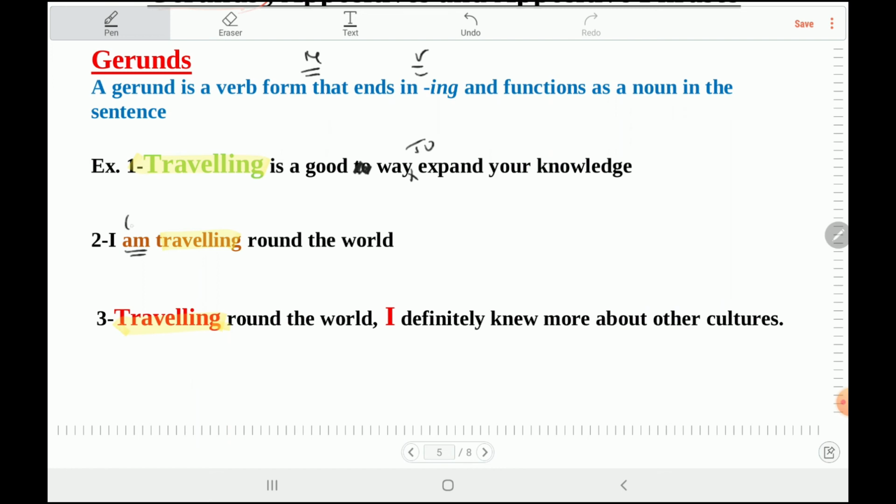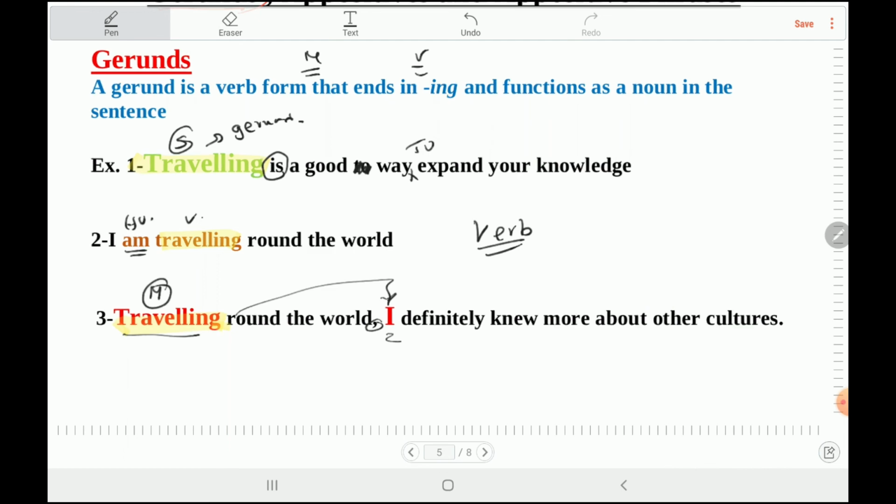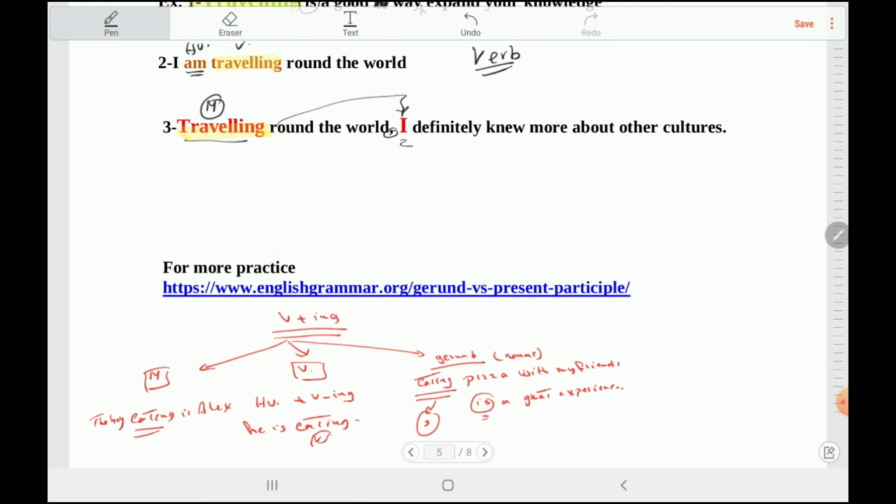I think number 2 is very easy. You have a helping verb, so this is definitely a verb. Then in "traveling is a good way to expand," traveling has a verb, so this is a subject, so this is the gerund. The last one, traveling around the world: who's traveling around the world? It's I. You have a comma and then you're modifying "I definitely knew," so this is a modifier. For extra practice, I'm going to write this link in the description below.